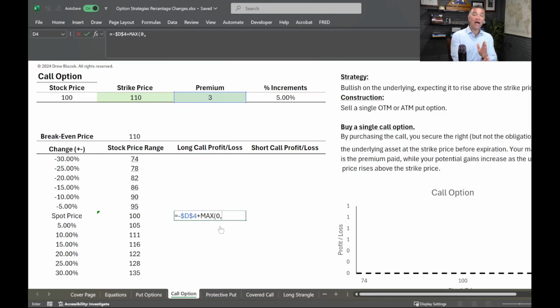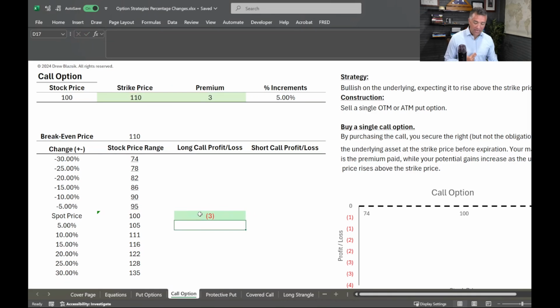I have a right to buy at 110. If it goes to 200, that means I made 90 minus 3. That means the stock price is 90, so it's going to be the stock price minus the strike price. Function F4 in the strike because I don't want that to move when I move it up or down, and I want the stock price to move up or down. That's going to be a negative $3.